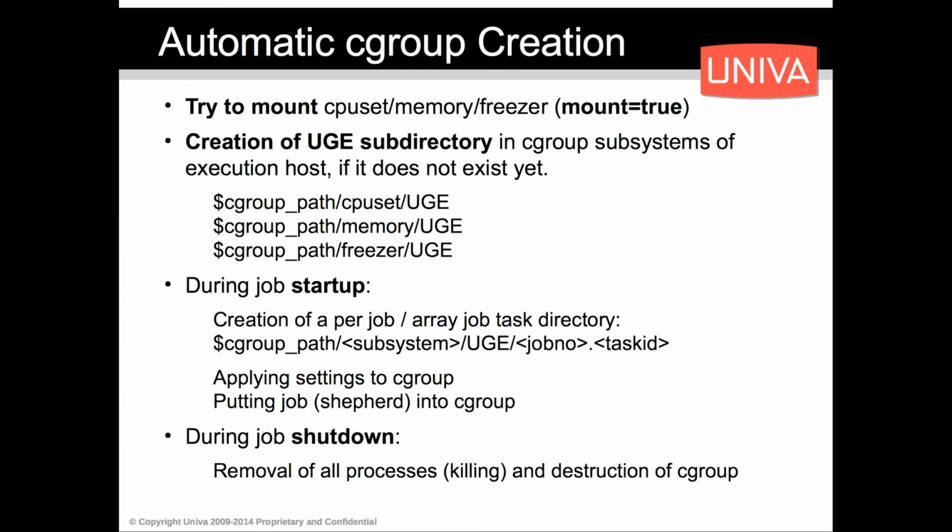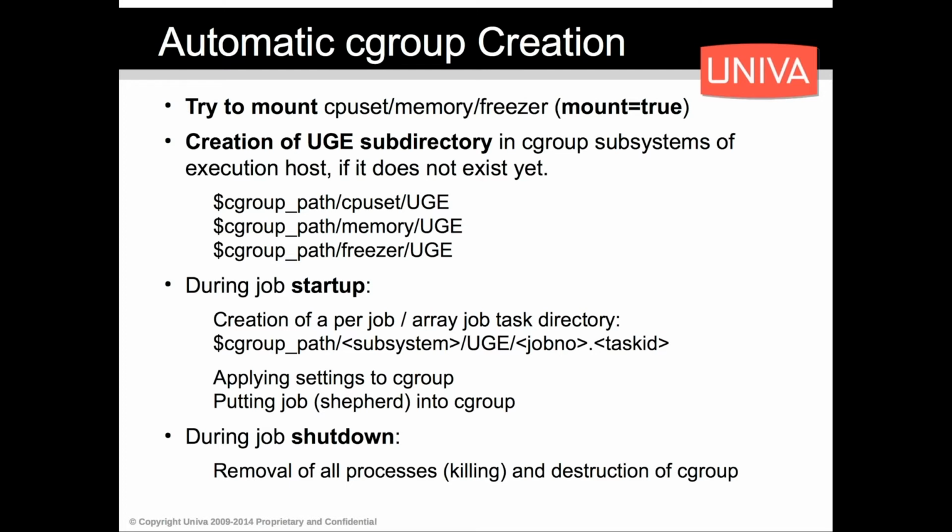Then Grid Engine creates a UGE subdirectory in each of the cgroup subsystems which are going to be used. Here in this example, you can see that in cpuset, memory, and freezer, a UGE subdirectory is created, if it does not exist yet. The administrator can also create that manually and write configuration files and set configuration files into that directory. Those configuration files are in the top of the hierarchy later on for Grid Engine jobs. That means the limits are applied also for the job. But you need to be careful what you will set in those files.